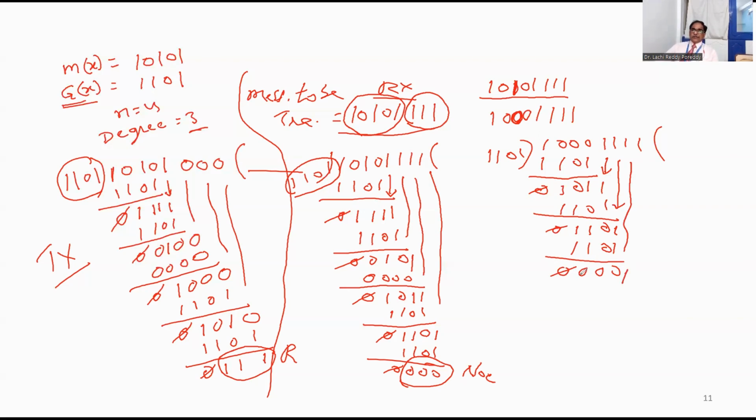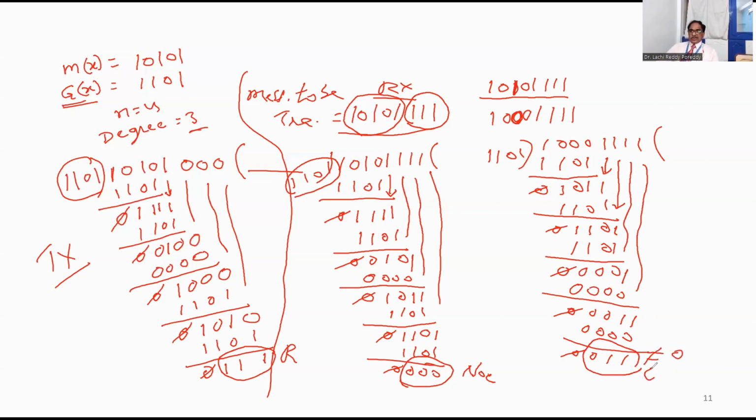Okay. MSB is 0. So 0 times. 1, 0 is 1. 0, 0 is 0. 0, 0 is 0. 0, 0 is 0. Ignore this. Then get the final bit. Again, MSB is 0. So 0 times. 1, 1, 1, 0 is 1. 1, 0 is 1. 0, 0 is 0. 0, 0 is 0. Ignore this. No more bits to append. So the remainder we are getting is 0, 1, 1, which is non-zero. So error.